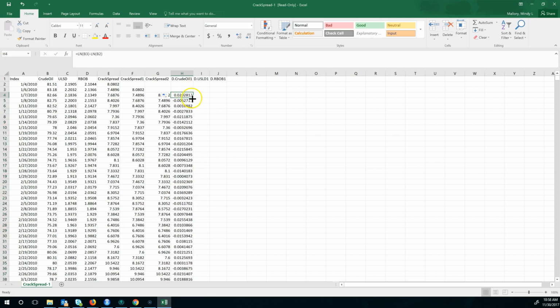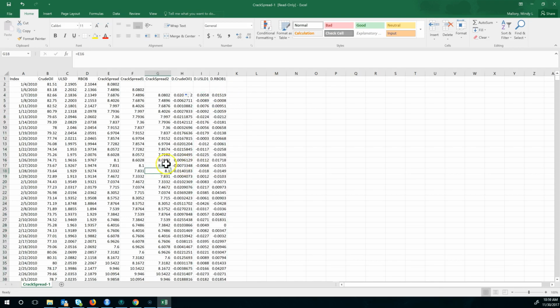And then we can pretty much fill this across, because that's going to fill it across for the ultra low sulfur diesel. And also similarly for the RBOB. So now we can just fill that guy down. Okay, so we've created all our variables. The next thing we're going to do is start in on estimating the regression. And that's what we'll continue with in the next video.